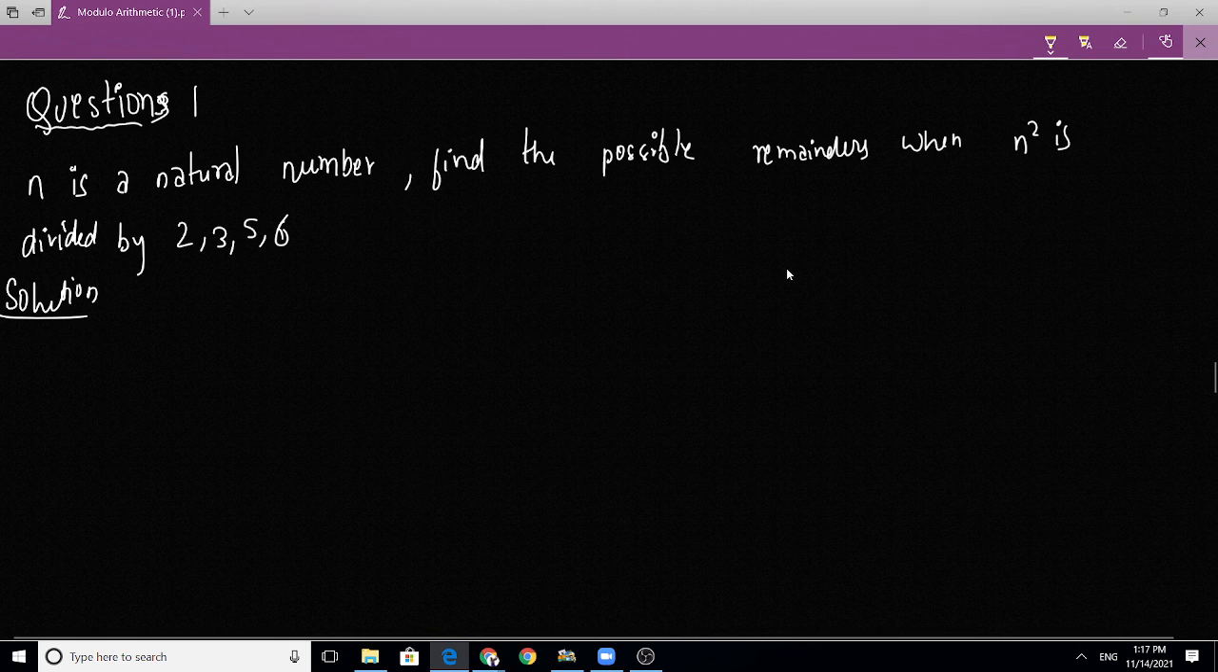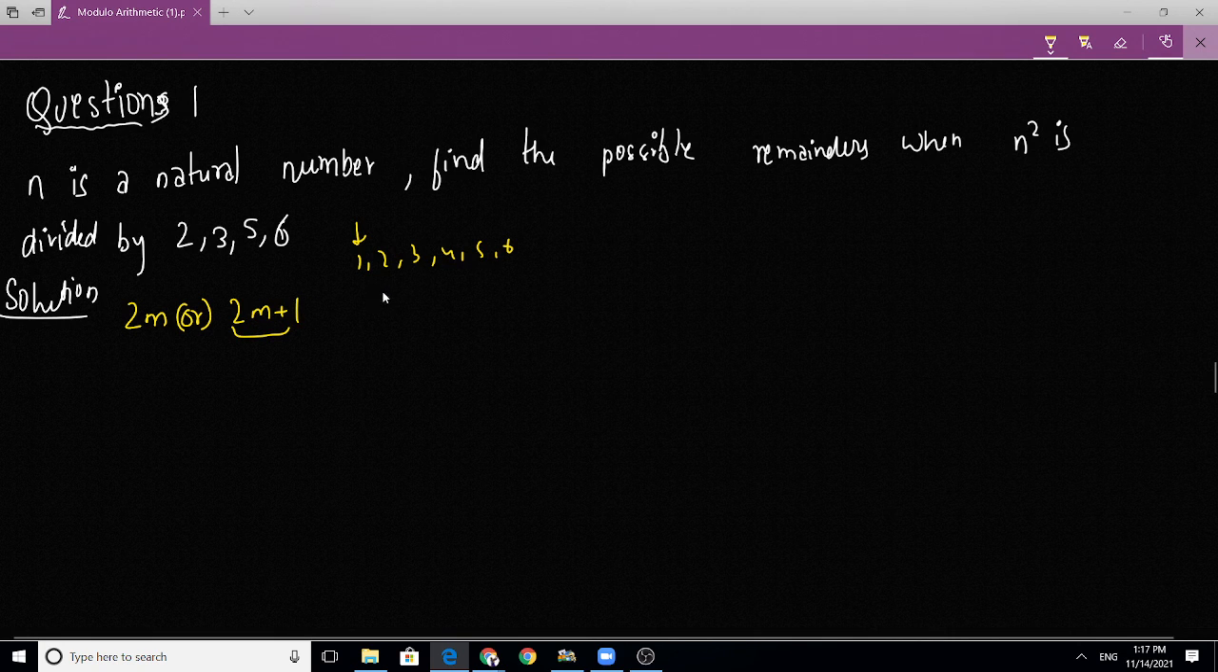So every number can be of the form 2m or 2m plus 1. So just take something like, let's say, the series of natural numbers. This is 2m plus 1 where m is 0. This is 2m where m is 1. This is 2m plus 1 where m equals 1. So 2 into 1 plus 1, and so on.